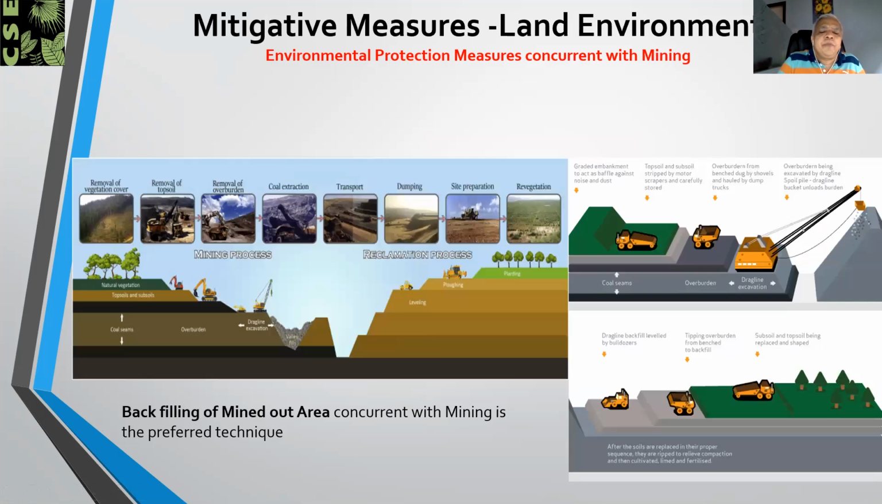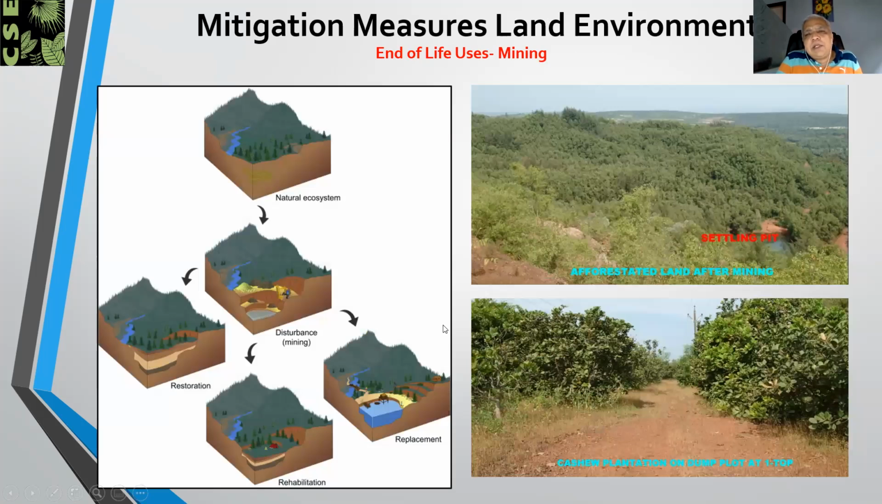So an example of concurrent mining, that is concurrent backfilling, is shown in this particular slide, where we see that backfilling is being carried out systematically as the mining is progressing. The mining is progressing towards the left of the slide, and the progressive backfilling is seen on the right of the slide.